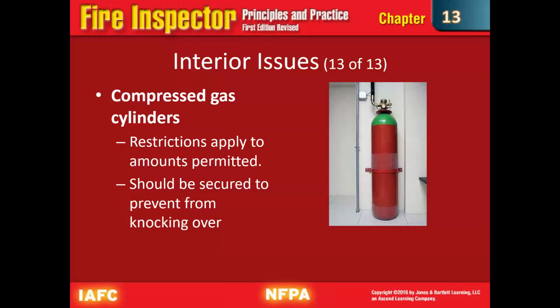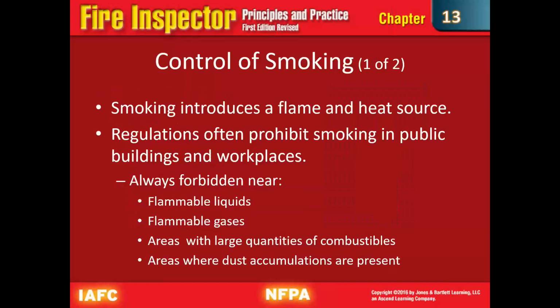Compressed gas cylinders. We start to see these a lot in restaurants where they use large amounts of carbon dioxide for their Coke, or for their soft drink machines and things like that. You may see these in several other different types of settings. Main thing is we want to make sure that they're secured from being knocked over. If they're an oxidizer or a fuel, we want to be aware of that, and we want to make sure that they're used in a safe manner.